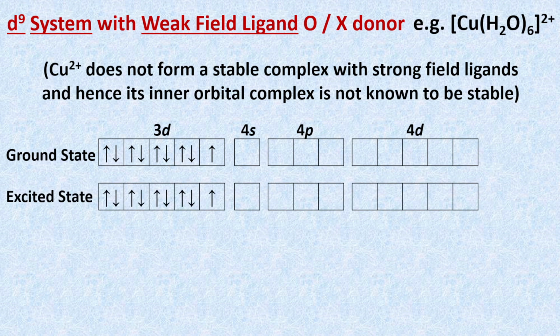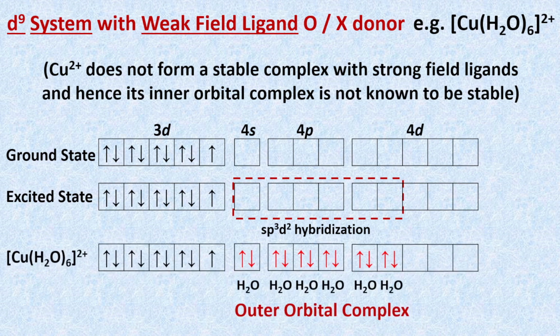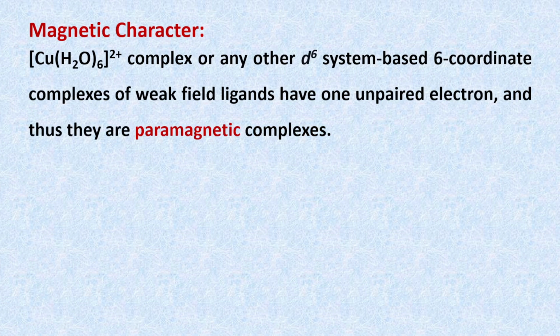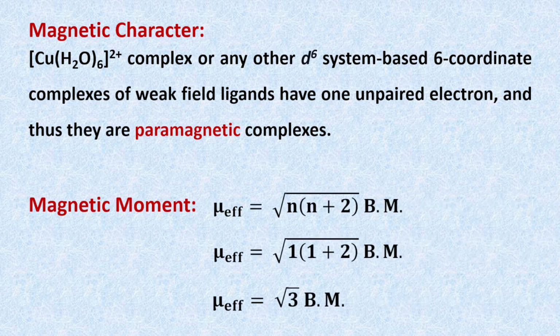Now one vacant 4s, 3 4p and 2 4d orbitals hybridize to give sp3d2 hybrid orbitals, which later on accept electrons from the ligand to form an outer orbital complex. This complex, or any other d9 system based 6 coordinate complex, has 1 unpaired electron, so they are paramagnetic and the magnetic moment is root 3 Bohr magneton.